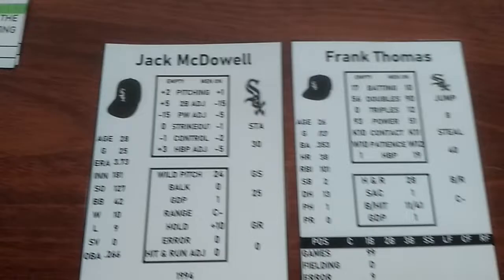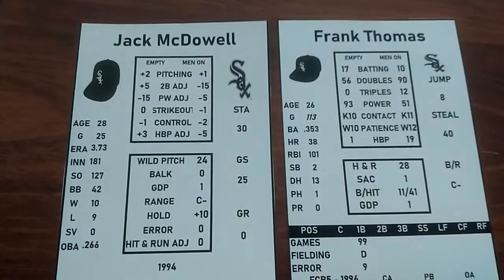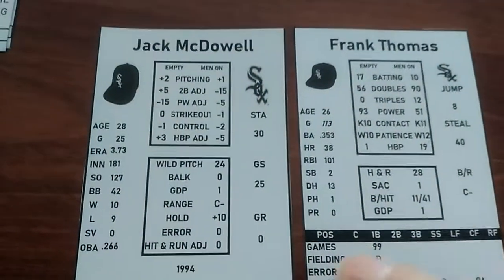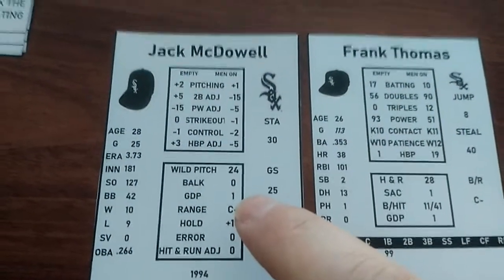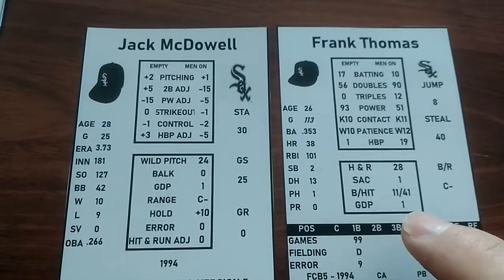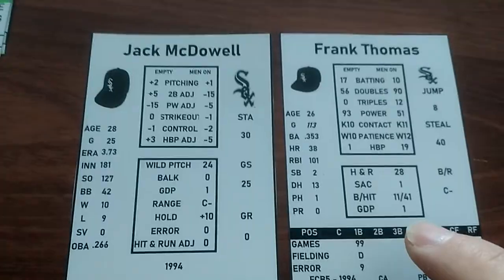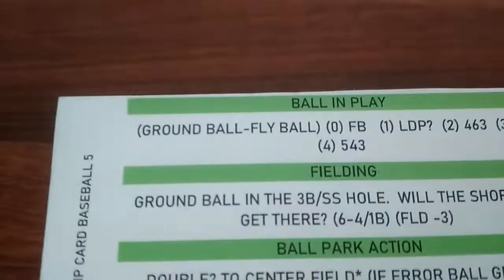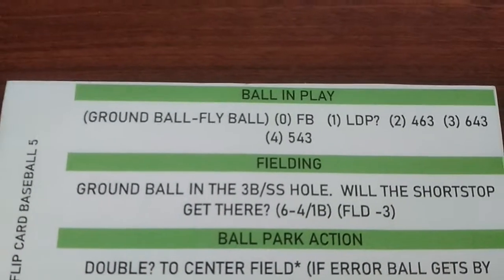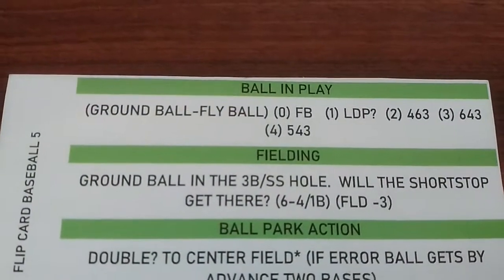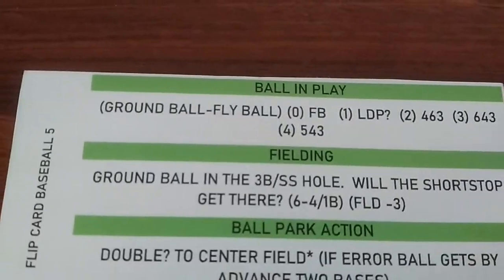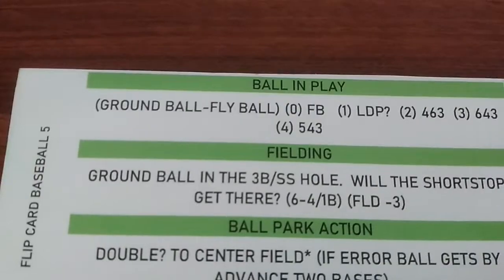The batter and the pitcher both have GDP ratings, or the grounded into double play ratings. On the pitcher's card over here, you can see halfway up his second section, Jack McDowell's got a 1. Frank Thomas has got a 1 over here on his section. So a 1 plus a 1 is a 2. We'd come over here and we can see that it's a 4-6-3. If there's a runner on first, less than 2 outs, 4-6-3. If there's a runner on first, 2 outs, just a 4-6. If there's nobody on, 4-3.